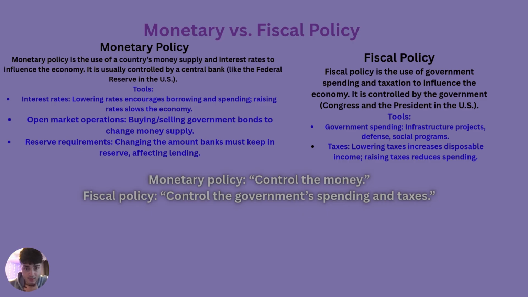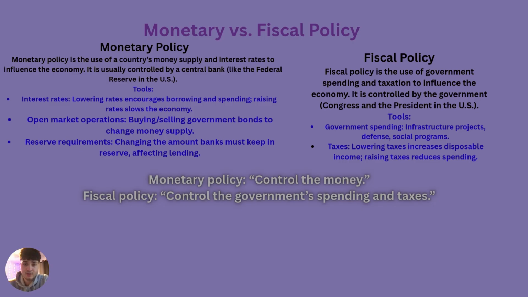to this topic. And now for monetary and fiscal policy. First, monetary policy. Monetary policy is the use of a country's money supply and interest rates to influence the economy. It is usually controlled by a central bank, like the Federal Reserve in the United States. The tools for monetary policy are interest rates: lowering rates encourages borrowing and spending, raising rates slows the economy. Open market operations, buying and selling government bonds to change the money supply. Reserve requirements, changing the amount banks must keep in reserve, affecting lending.